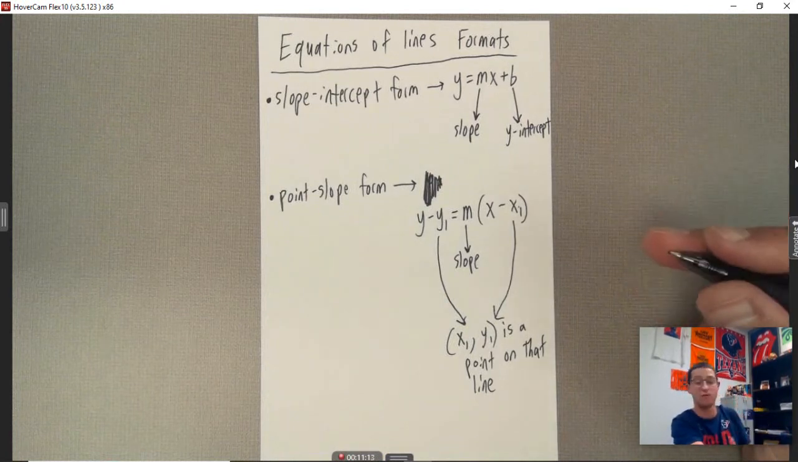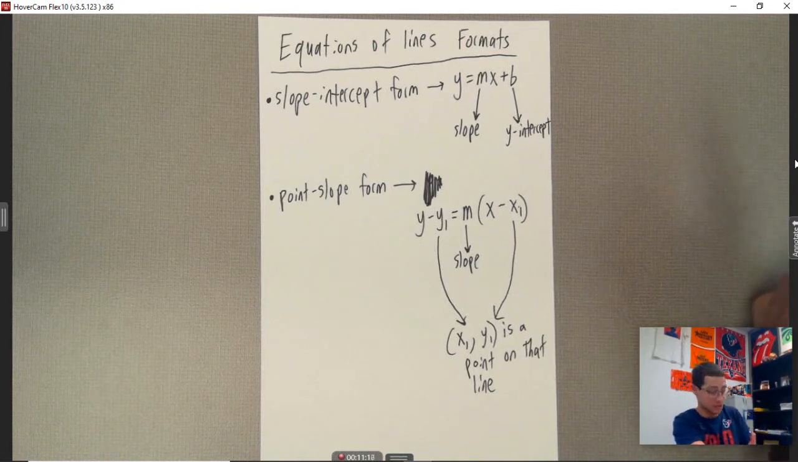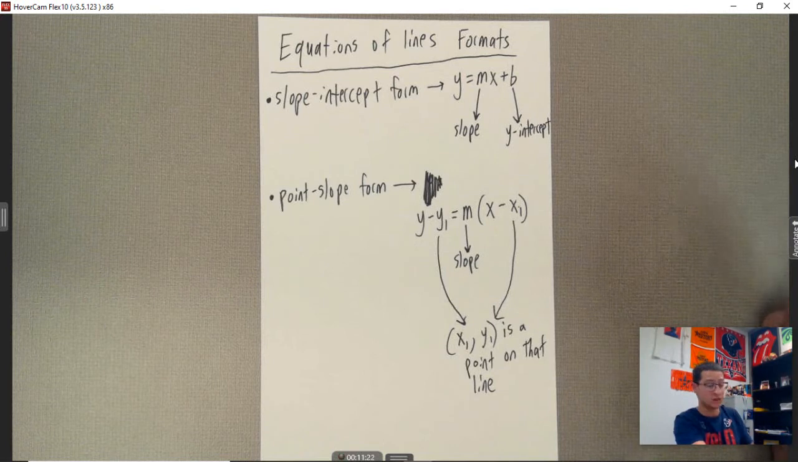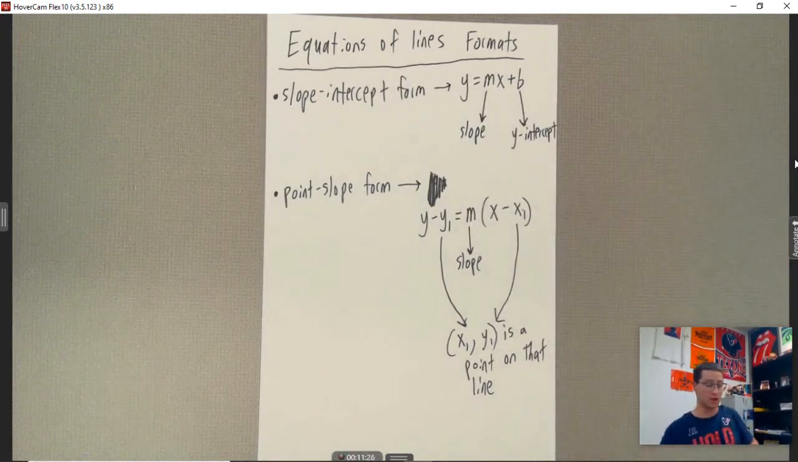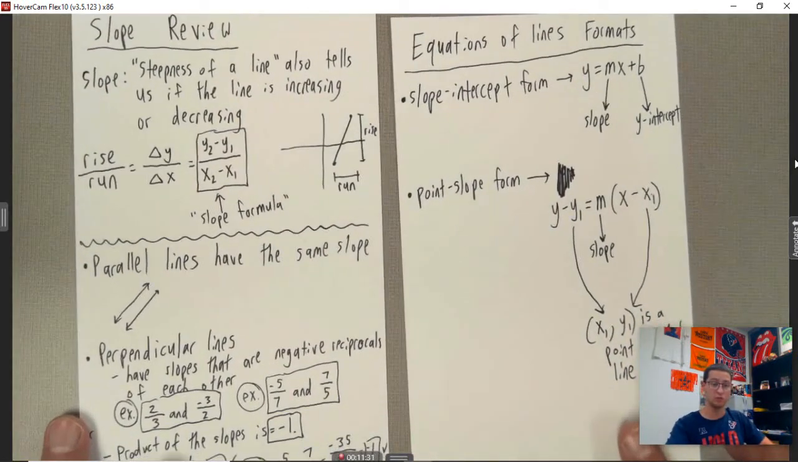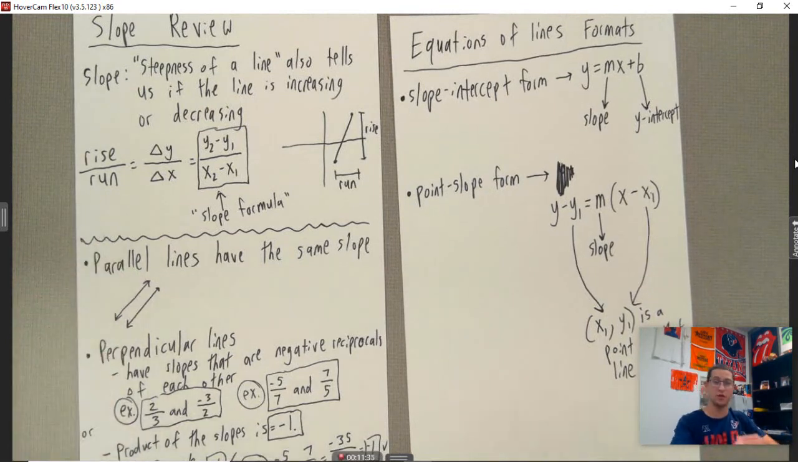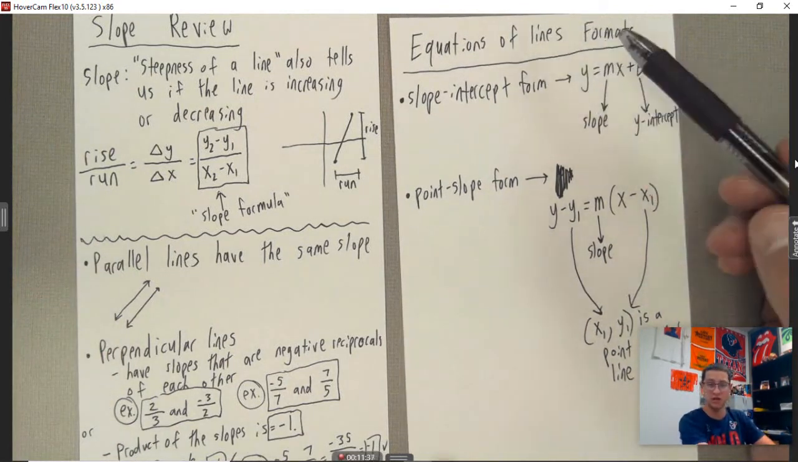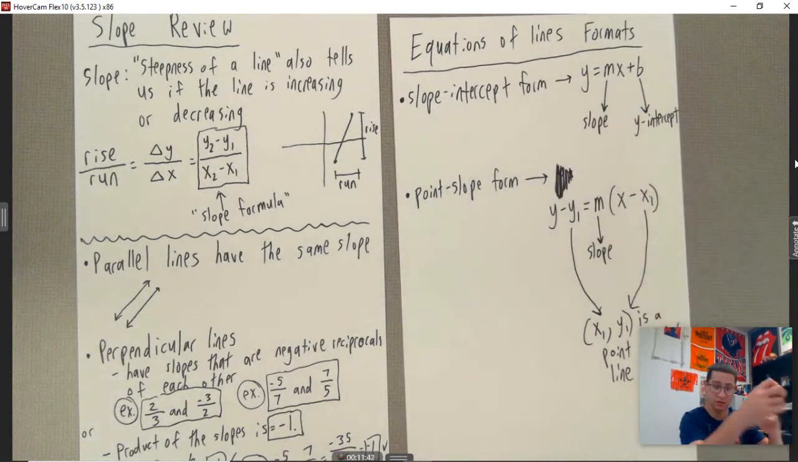There's also standard form. Standard form isn't as helpful, but it is still a thing that exists. But for this class, we are going to focus on slope intercept and point slope form. Okay, so as an overview, we've got the slopes: parallel, same slope; perpendicular, negative reciprocals of each other; equations of lines, slope intercept form, and then point slope form. Let's look at some examples.